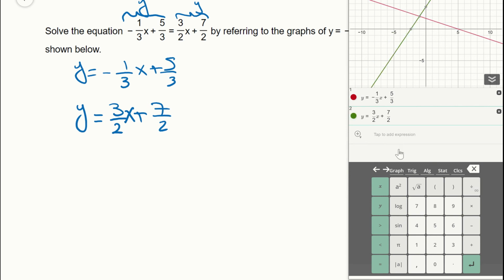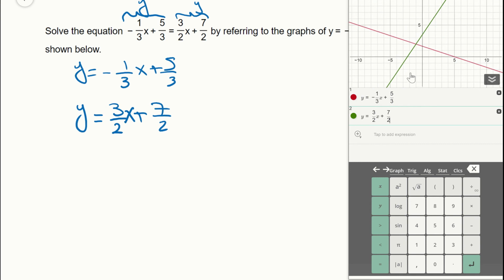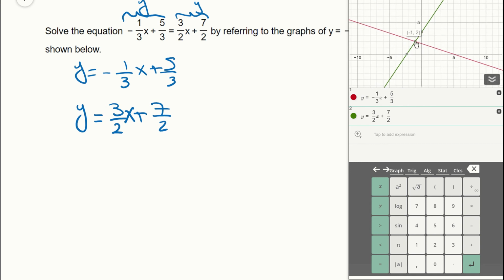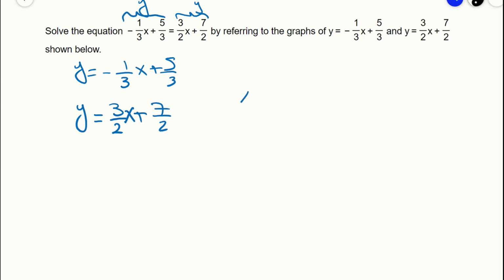right? So there's the graph of the two. So we know we're going to be looking for this point right there, the point of intersection. And of course, remember, it's the x value that's going to give you the same output for both sides, right? So the y value will be 2. In other words, these expressions will have a value of 2 whenever the x value is -1. So the solution here will be x equals -1, like so. Okay?